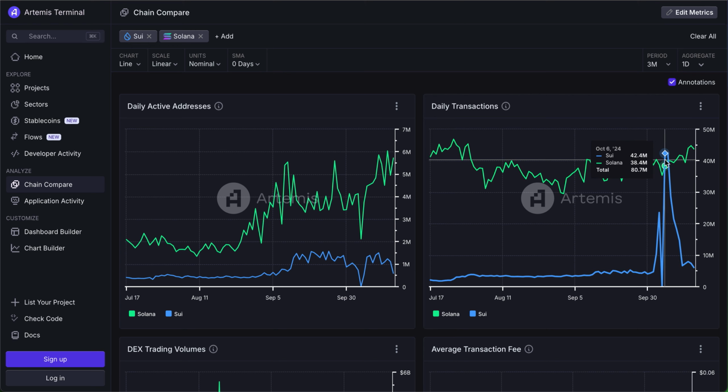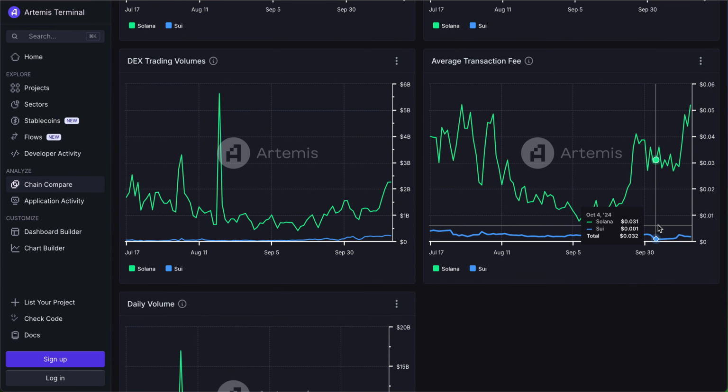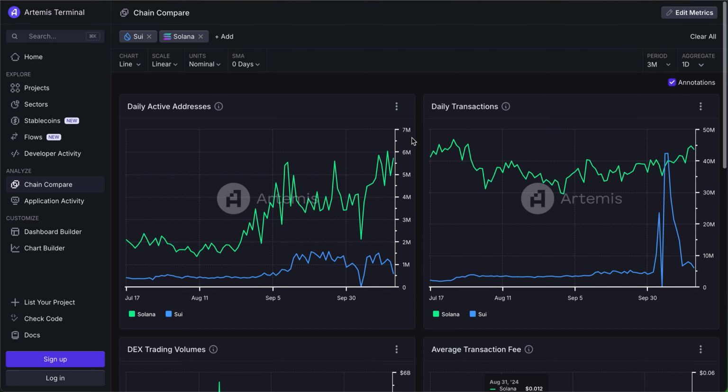We can actually see here on October 6th and 7th that SUI beat out Solana in terms of daily transactions, clocking in about 42.4 million transactions per day compared to Solana's 38.4 mil and 40.1 mil respectively. And on these days where SUI did flip Solana in transactions, you can see that the cost to send a transaction on Solana was about 3 cents, while on SUI, it was basically a fraction of a penny. So even while handling more transactions than Solana, SUI was still much, much faster and cheaper, which is a big bull case for this token.